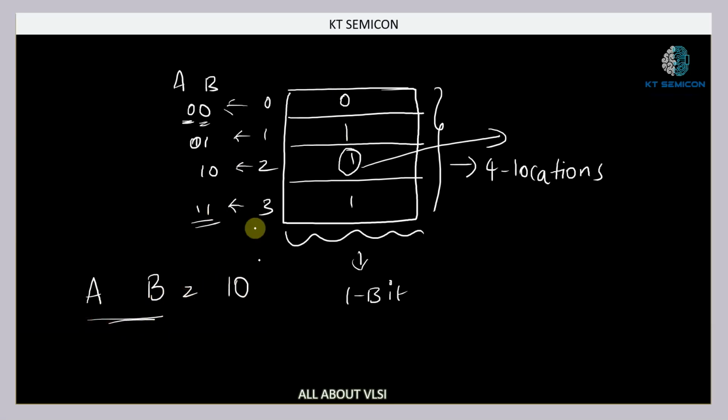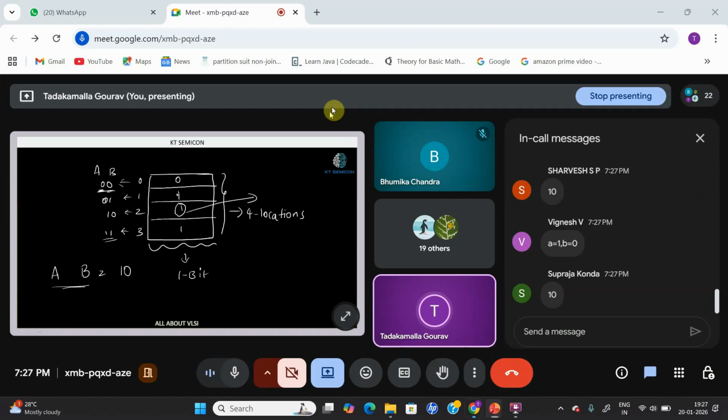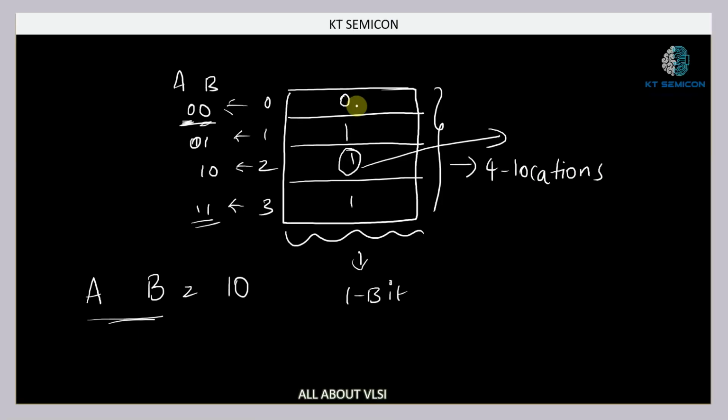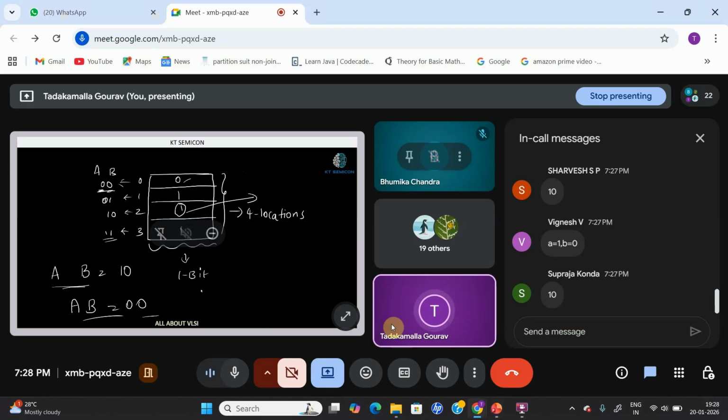Suppose I have provided you this RAM, and I'm asking you to remove this data which is 0, present at the first location. Then what address are you going to provide? You are going to provide AB equal to 00. Am I right or wrong? Yes or no? Can you understand what I'm talking about?